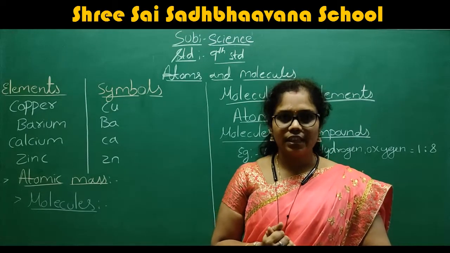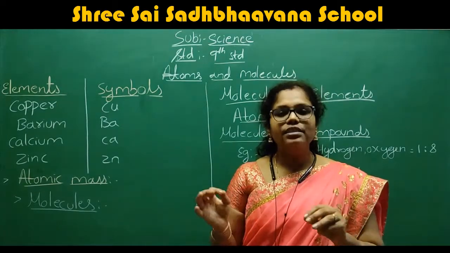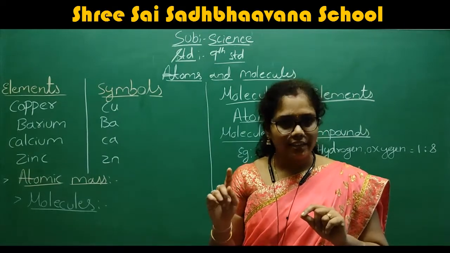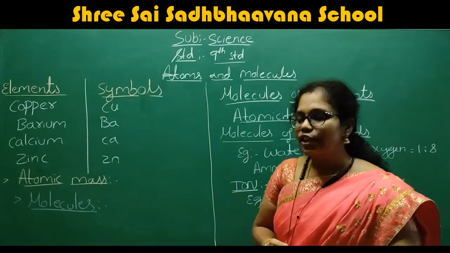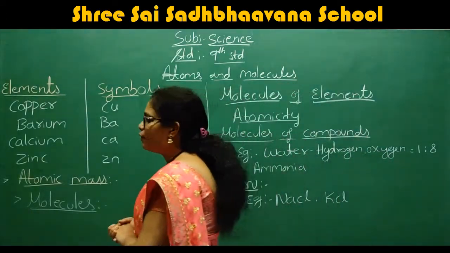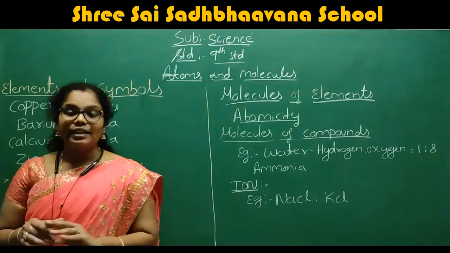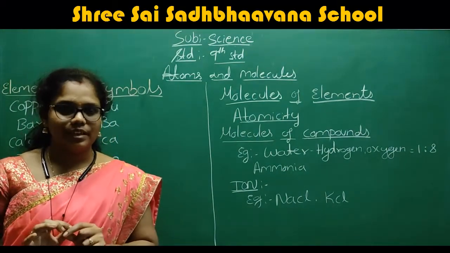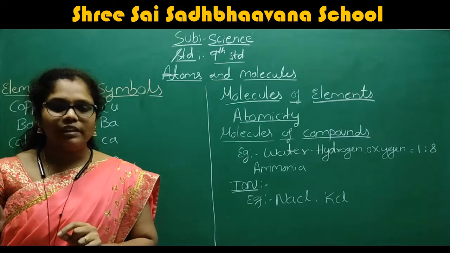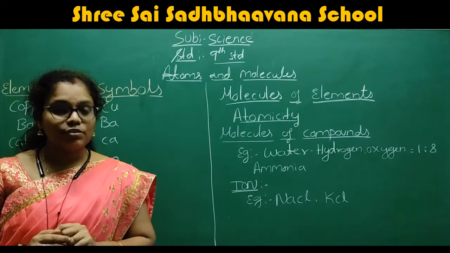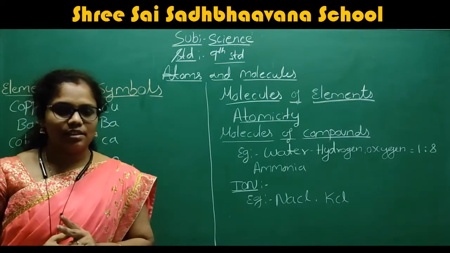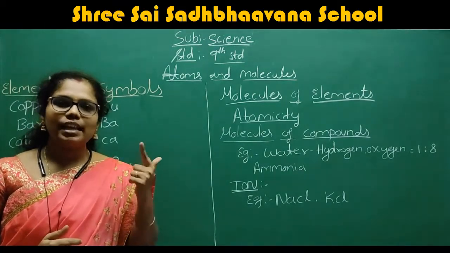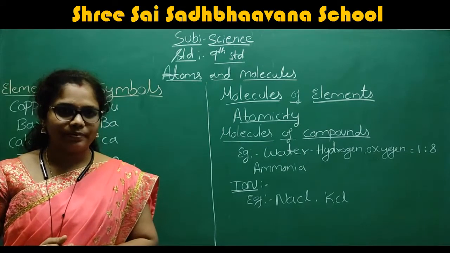Therefore, for nitrogen and neon, the symbol for nitrogen is capital N, and the symbol for neon is capital N along with small e. N-E-O-N, neon. We take two letters, the first one capital and the second one small.